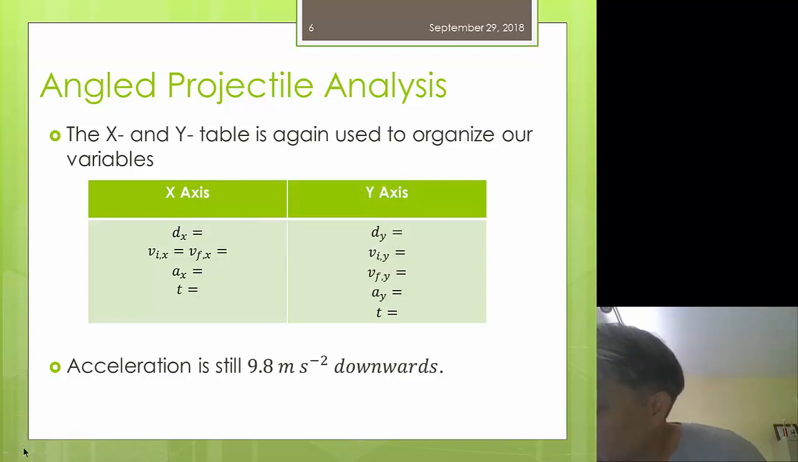Okay, so let's start here. Okay, my acceleration on the x is going to be 0 meters per second squared. And let's treat it in the standard format. So this is going to be 9.8 meters per second squared.